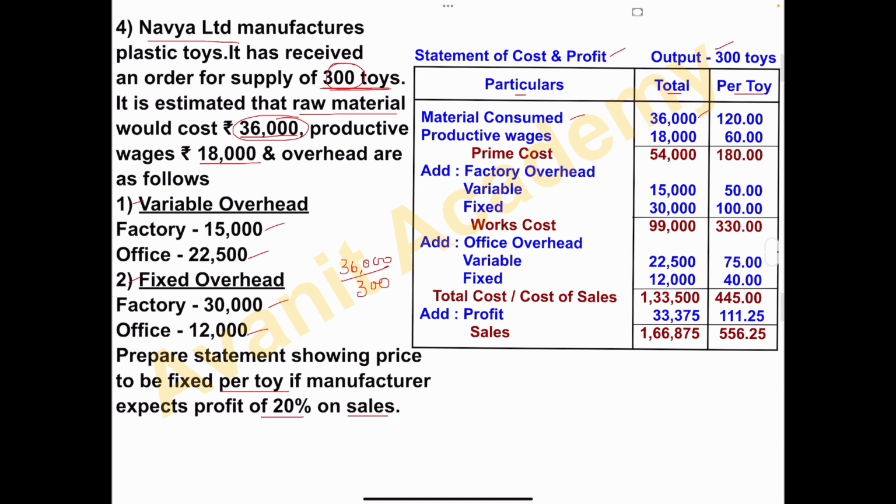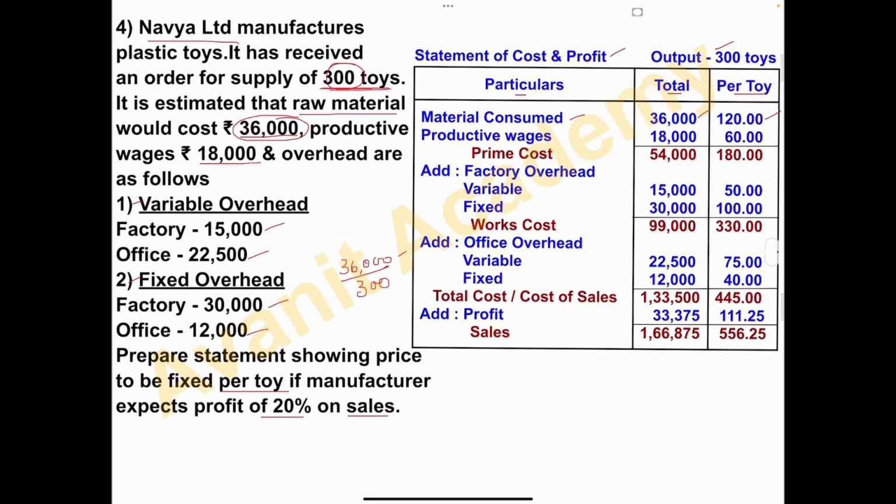So the raw material consumed amount is 36,000 divided by the number of units produced. How many units are they producing? 300 units. So 36,000 divided by 300, you will get the material consumed amount per toy. That is 120.00. Got it, all of you? To get the amount per toy, the total amount is divided by the number of units produced.